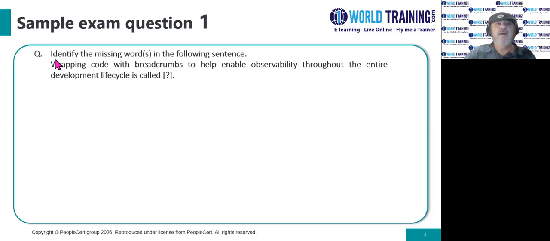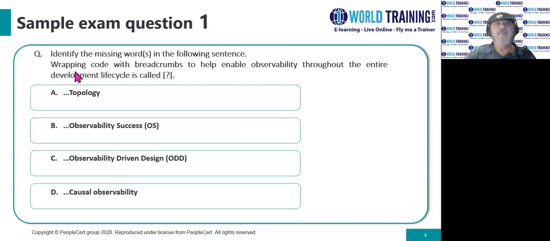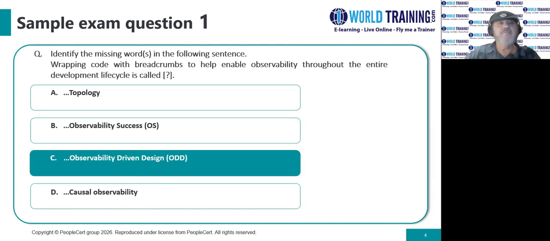So the first question is, identify the missing words in the following sentence. Wrapping code with breadcrumbs to help enable observability through the entire development lifecycle is called what? Certainly not topology. That's kind of a network diagram. Observability success? No, that's nothing to do. Observability driven design, that makes sense. So when we say wrapping code, we're talking about making sure the software is designed with code to do this. So C is a good answer. Causal observability is more about maturity level observability. So the best answer is C, observability driven design.